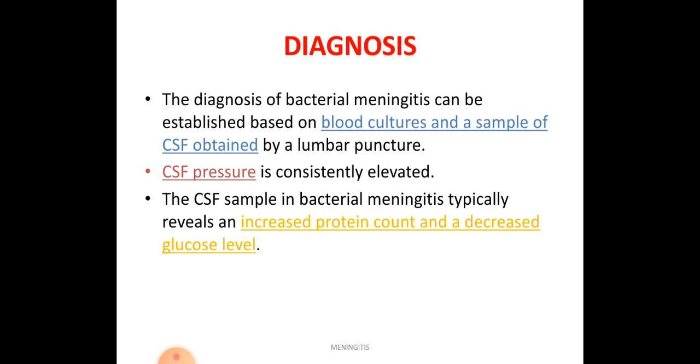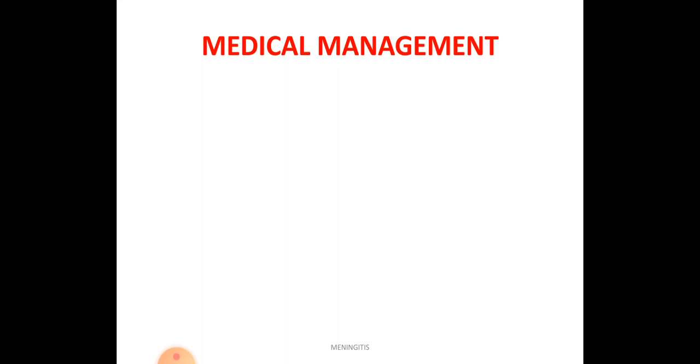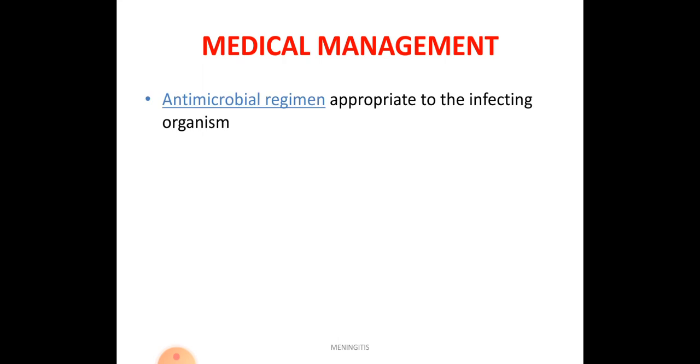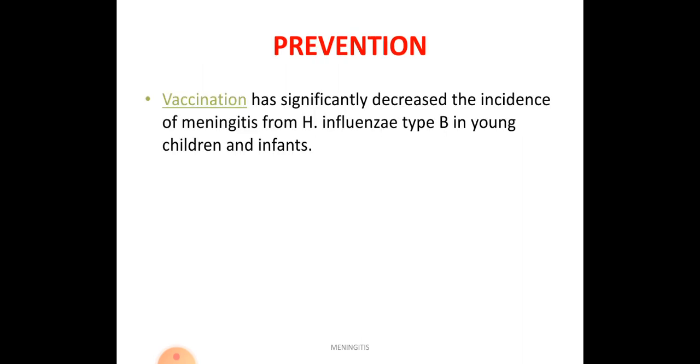For viral meningitis, the picture may be somewhat different, so that we will learn, but at present you remember increased protein count and decreased glucose level. Now, medical management. So various antimicrobial medicines or regimens appropriate to the infecting organism. So based on the infecting organism, proper medicine will be given. Okay, that will be possible to find by culture, blood culture. Now, prevention. So vaccination has reduced the incidence of meningitis, especially from H influenzae type B, especially in the population of young children as well as infants.